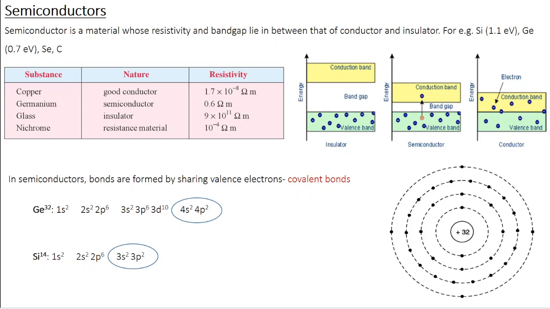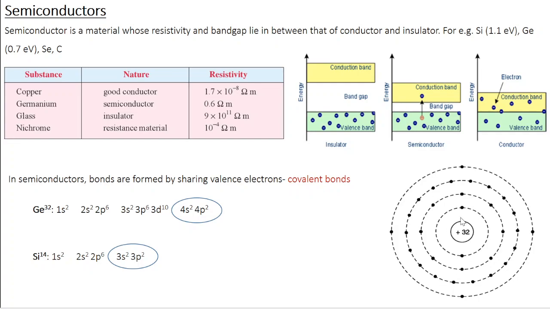One of the important features of a semiconductor material is that the bonds are formed by sharing valence electrons, and these bonds are known as covalent bonds. Now, what do you mean by the sharing of valence electrons? If you take germanium, it has an atomic number of 32. So if you look at the orbital structure, it is 1s2, 2s2, 2p6, 3s2, 3p6, 3d10, and finally 4s2, 4p2.